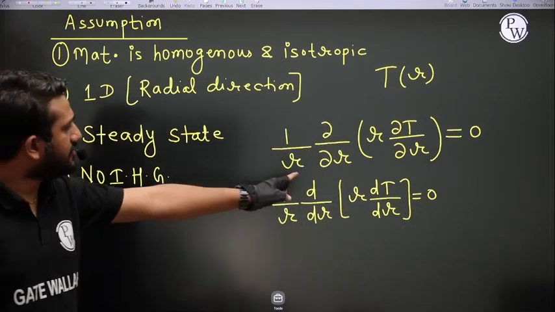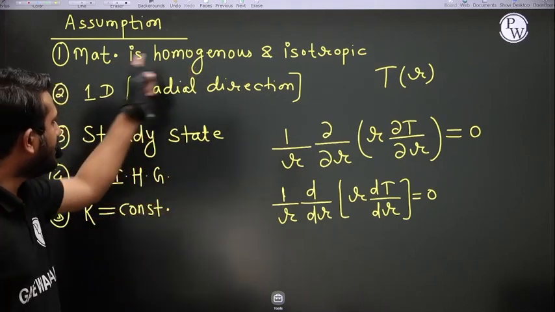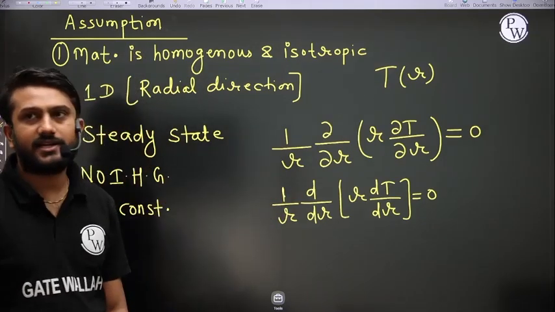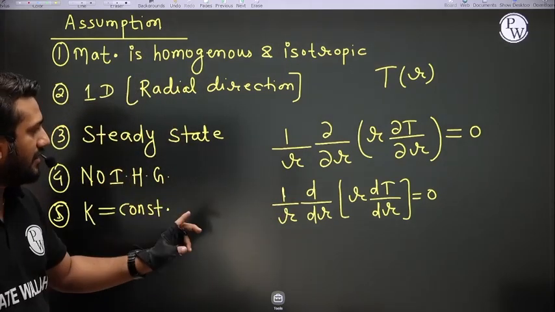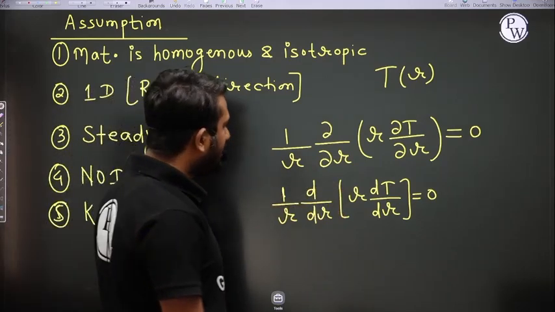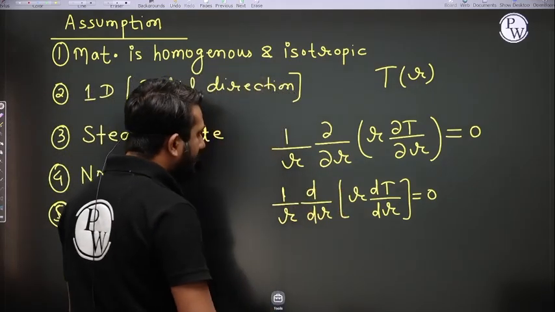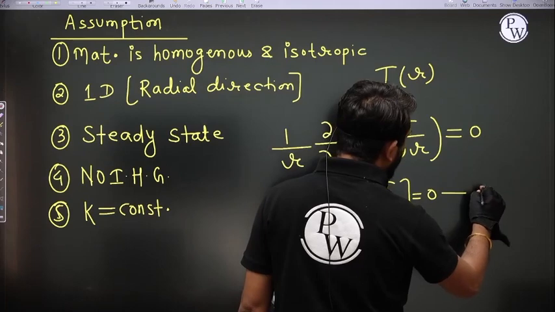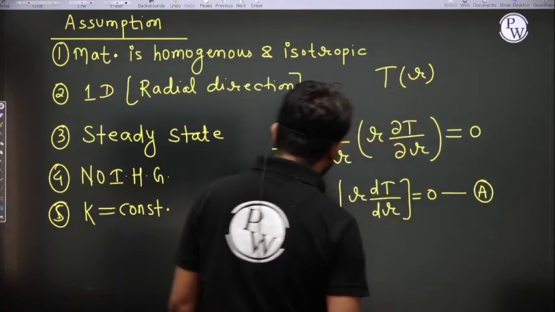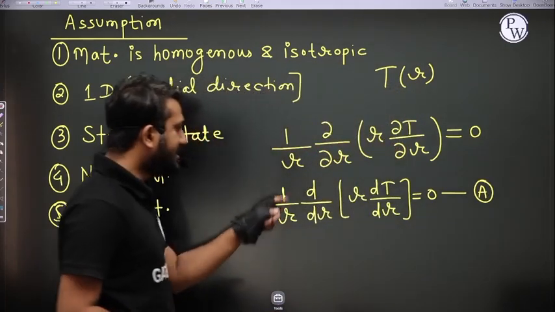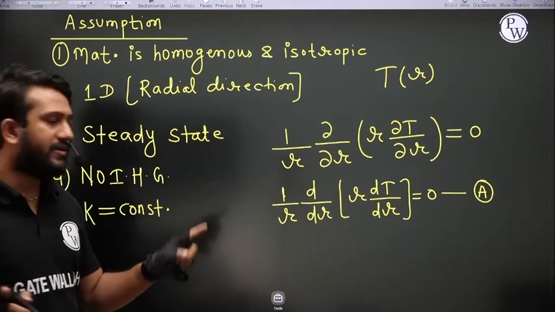Okay, so this is also a general heat conduction equation under these assumptions. Sometimes this equation is written in another form. And what is that form? I am considering this as equation number A.